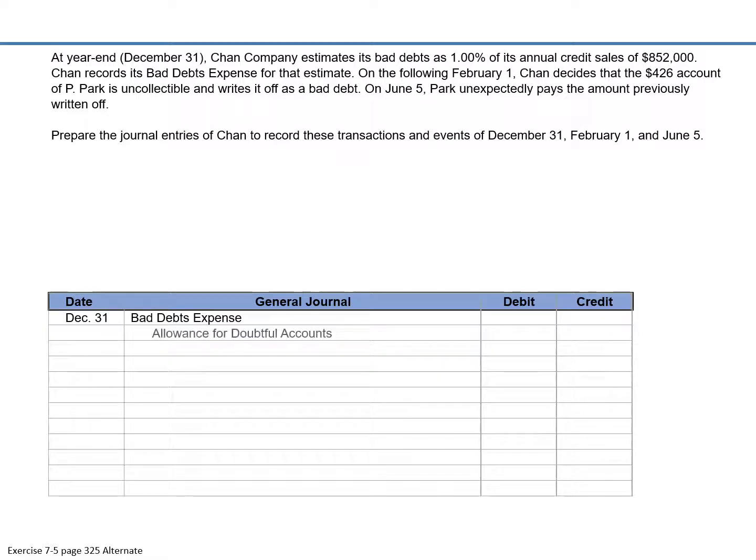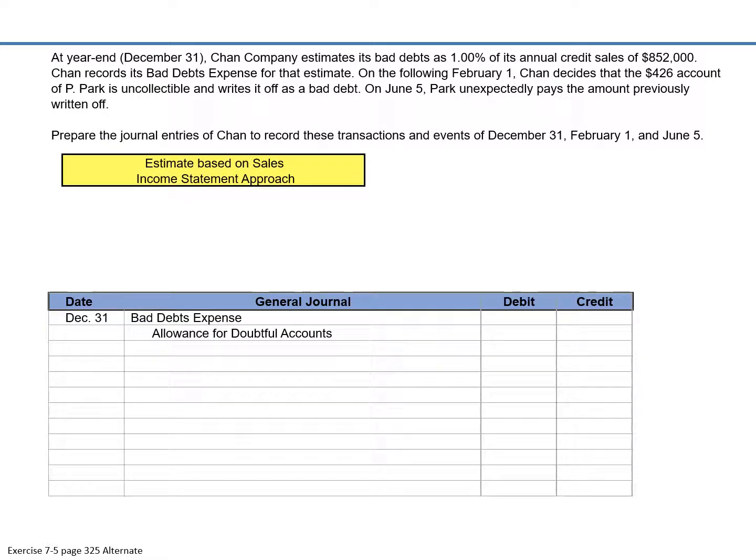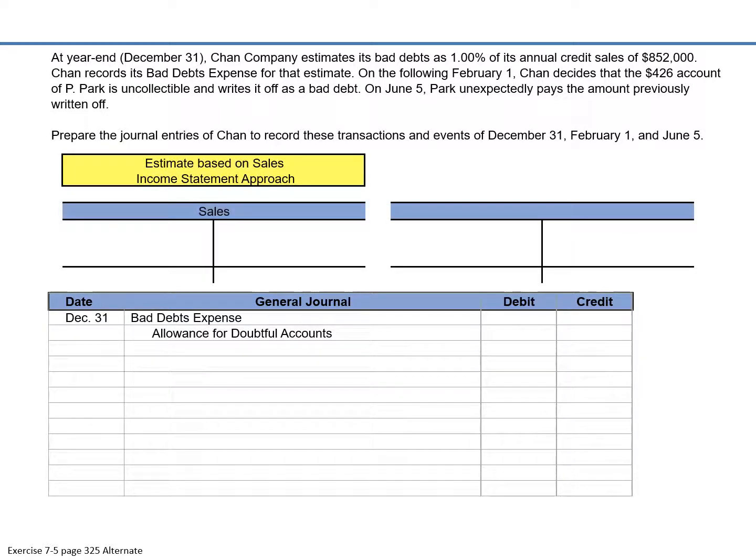All right, so bad debt expense and allowance for doubtful accounts under the income statement approach. We have $852,000 in sales in this problem, and we want bad debt expense to be 1% of sales. So 1% of 852,000 is $8,520. We started at 0 in our bad debt expense. We have an adjustment of $8,520. Debit bad debt expense, credit allowance.